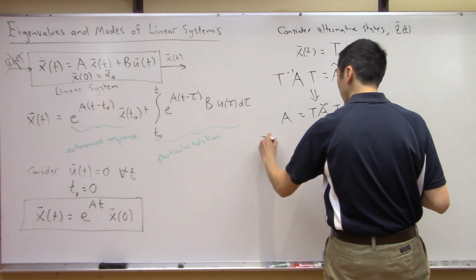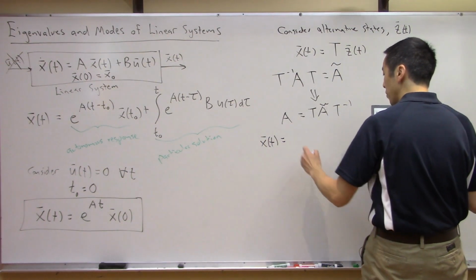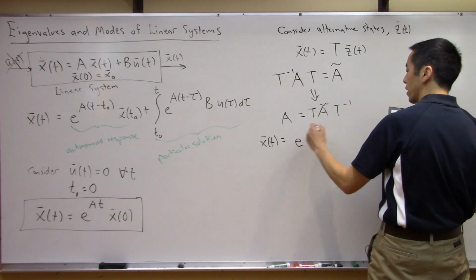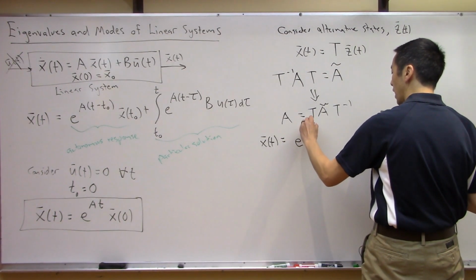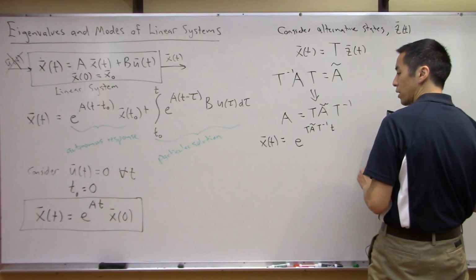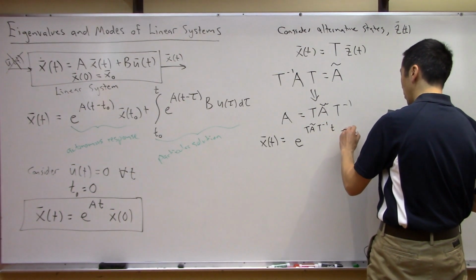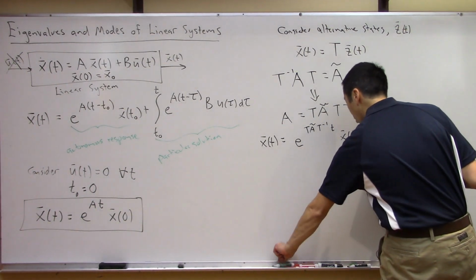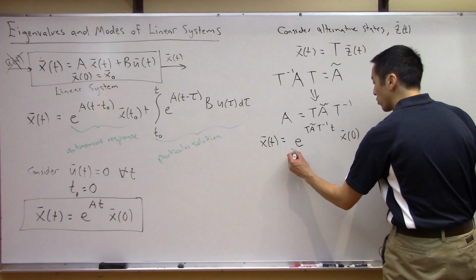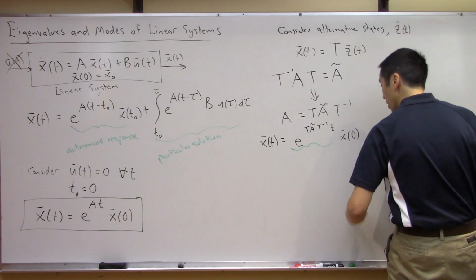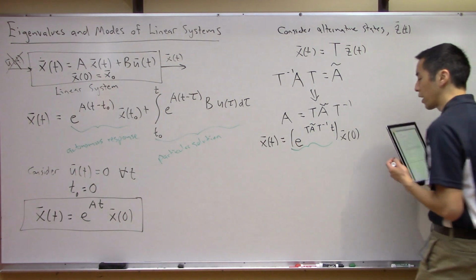We see that the response of the system is nothing more than e to the A, and A can now be rewritten like this, right? It's T A tilde T inverse times lowercase t, times x0, right? Okay, so now let's take a closer look at this matrix exponential component right here. Maybe I'll put this in parentheses to identify what I'd like to look at.